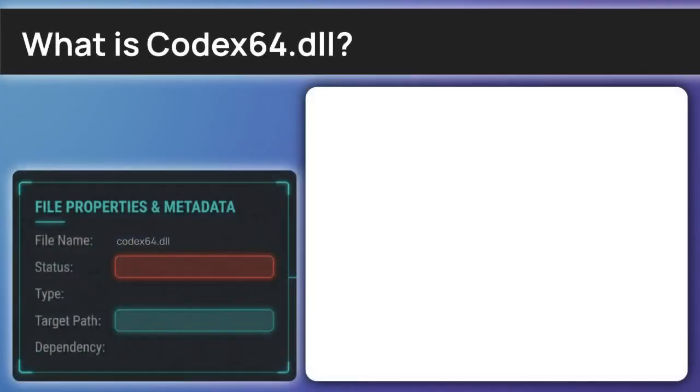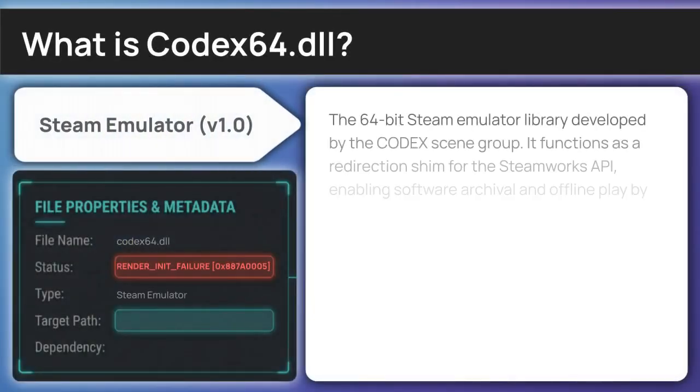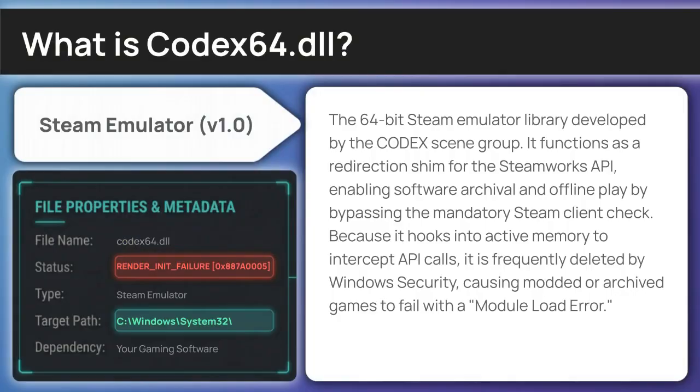This is the codex64, the 64-bit Steam Emulator library developed by the CODEX scene group. It functions as a redirection shim for the Steamworks API, enabling software archival and offline play by bypassing the mandatory Steam client check. Because it hooks into active memory to intercept API calls, it is frequently deleted by Windows security, causing modded or archived games to fail with a module load error.